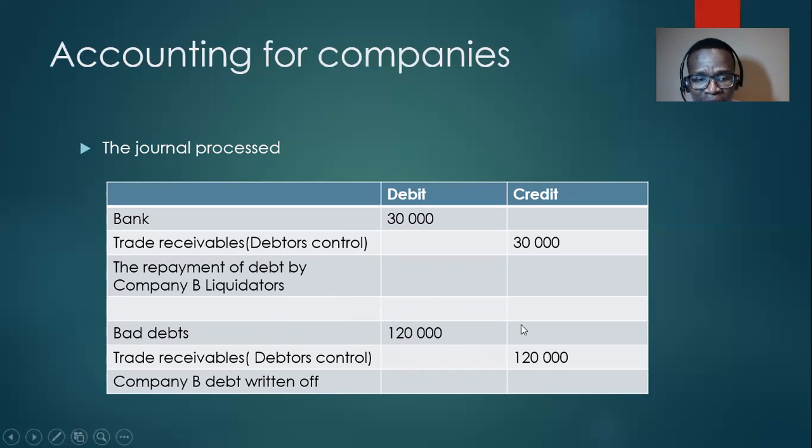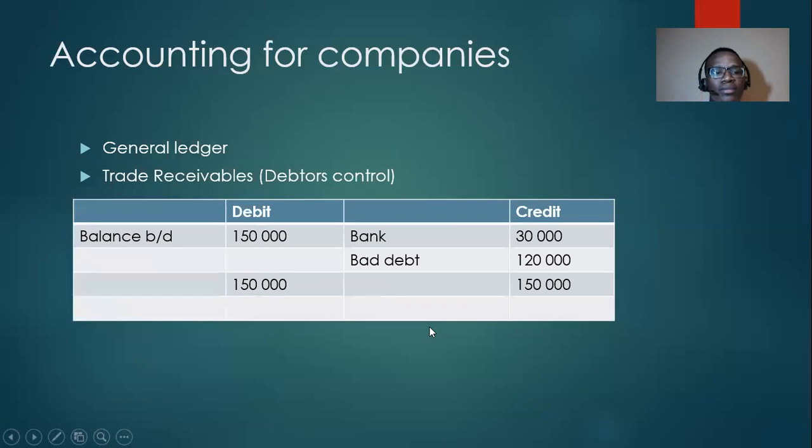So if it's written off, it means trade receivables is going to be reduced. It was 150, then it's reduced by 30, then only 120 is remaining, reduced by 120. Then you debit your expense called bad debts, 120, right?